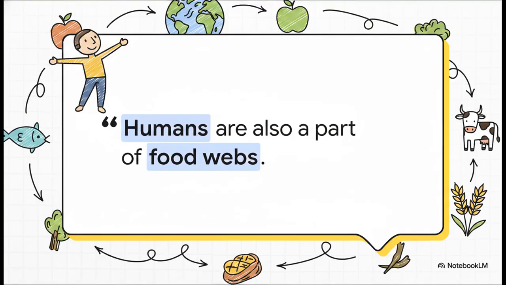And that brings me to this last absolutely key point. Humans are also a part of food webs. We aren't just watching from the sidelines, we are right in the thick of this biological hierarchy too. So I want to leave you with this to chew on. Knowing that every single choice affects the whole entire web, how do your daily choices and the food you choose to eat impact the delicate balance of our planet's ecosystem?